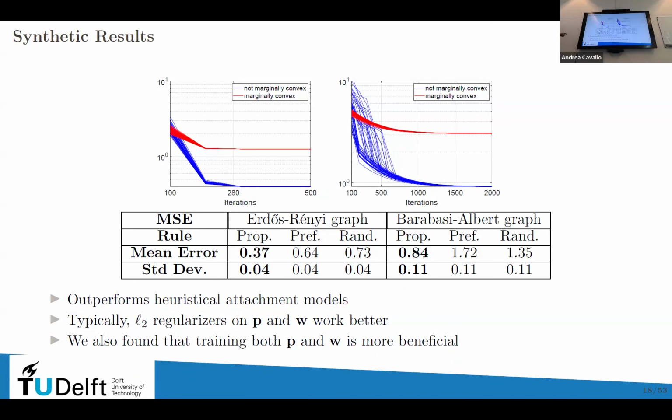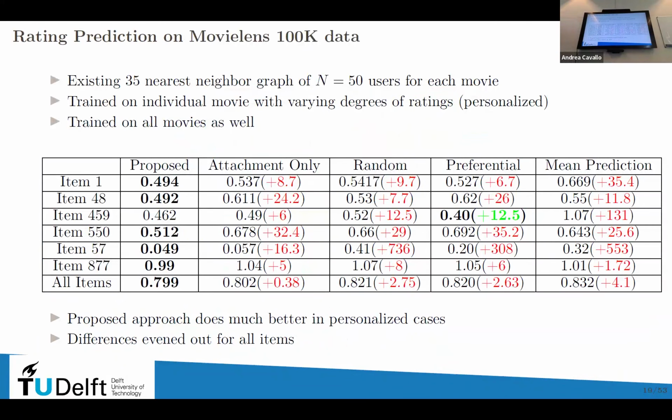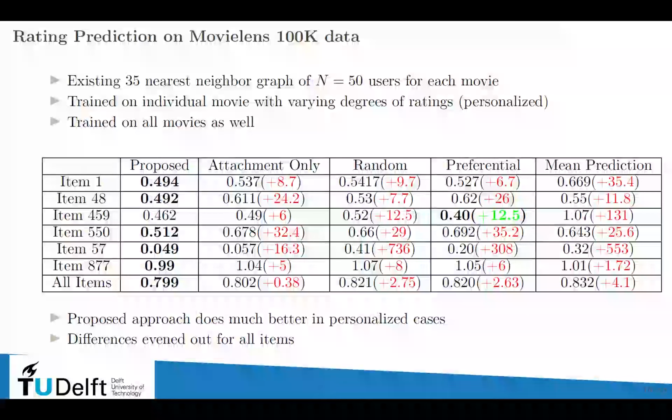Typically, what we also found was that the L2 regularizers work better than L1 regularizers, so you don't want sparse P; at least for the synthetic case, sparse P and W did not help. And of course, training them jointly is more beneficial. But now this recommender system example, I'm quickly going to.